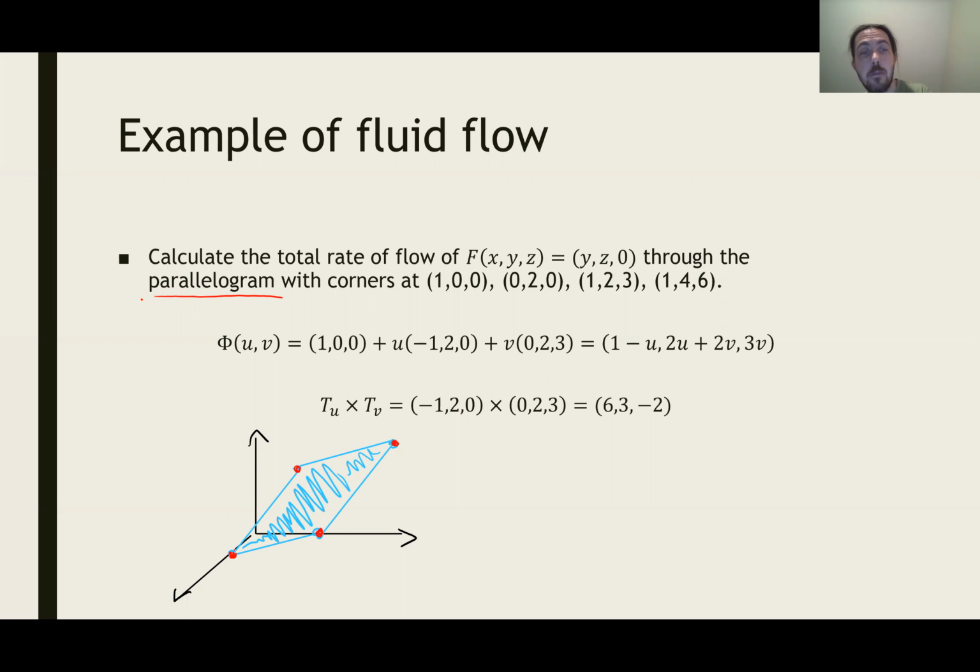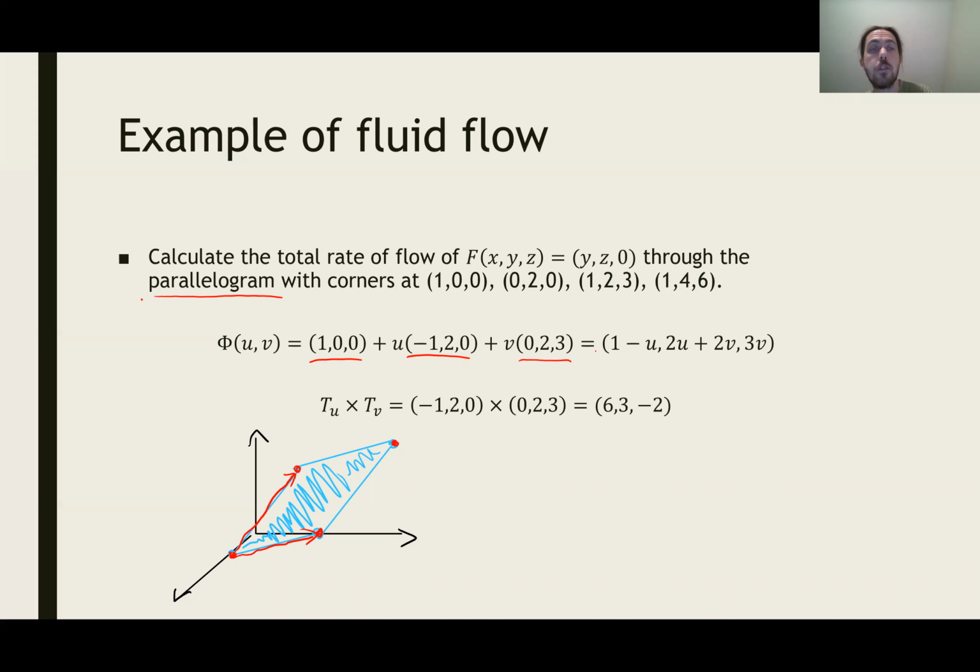The direction vector (-1, 2, 0) is this one on the horizontal axis, in the horizontal plane, and this vector (0, 2, 3) is this one up here. They both start at the point (1, 0, 0) and go to adjacent corners.